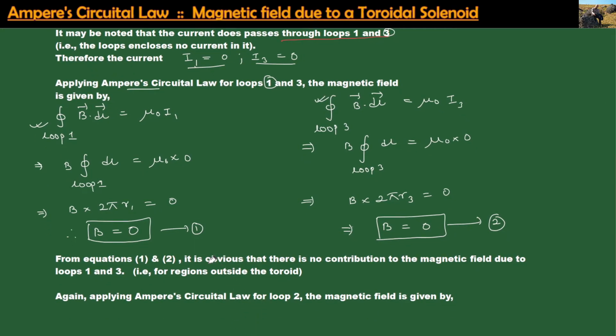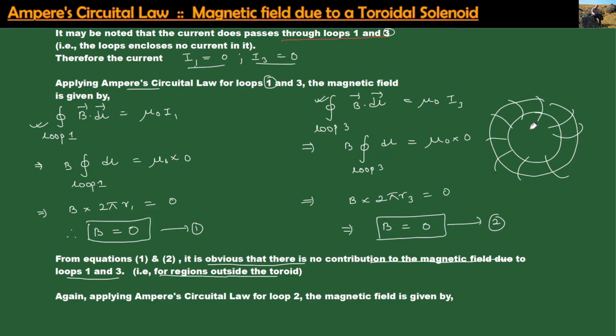It is obvious that there is no contribution to the magnetic field from loops 1 and 3. So for the regions outside the toroid, I have a toroid like this, and I have those loops which are formed. For the region outside the toroid, for those points P and Q, the magnetic field will be equal to 0. Even at point Q, the magnetic field will be equal to 0.